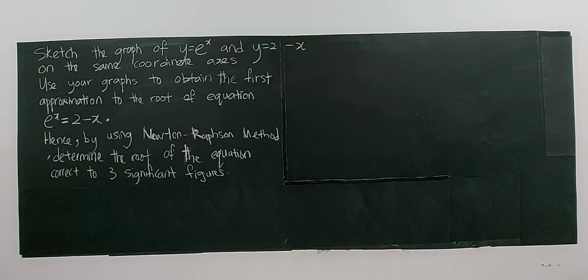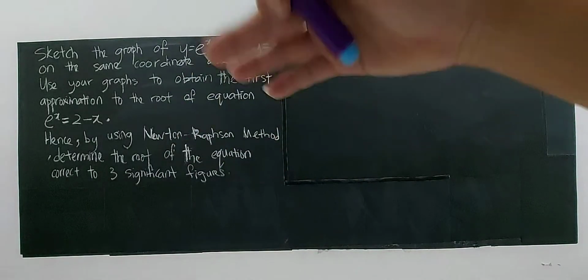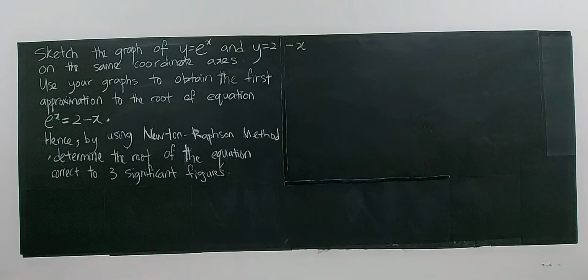Okay, let's look at this example. This example is about the concept of Newton-Raphson. The question is asking to sketch the graph of e^x and y equals x on the same coordinate axis. Okay, we just sketch. I just want to tell you why they're asking you to sketch the graph.